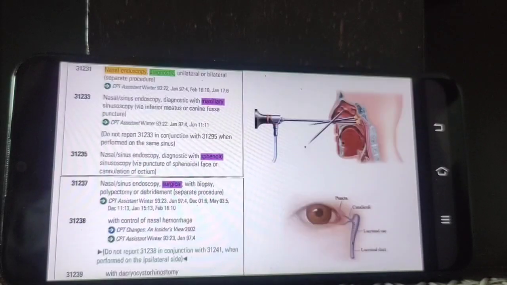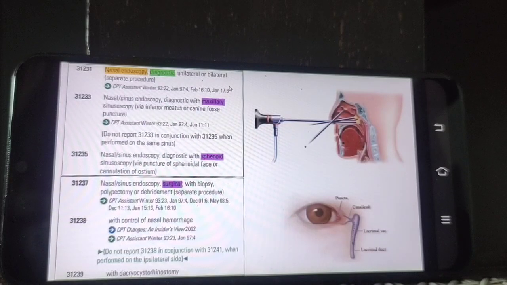Nasal endoscope means a scope is used to view the nasal cavity. In nasal endoscope, we have two classifications: diagnostic and surgical. What is the meaning of diagnostic? The doctor performs the procedure to find out the problem. That is a diagnostic procedure.